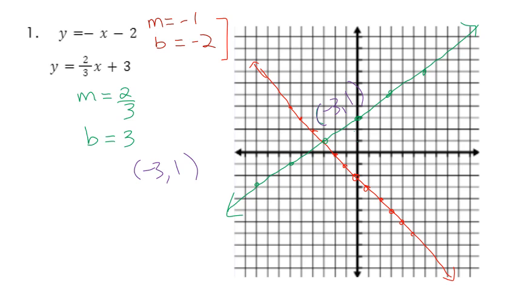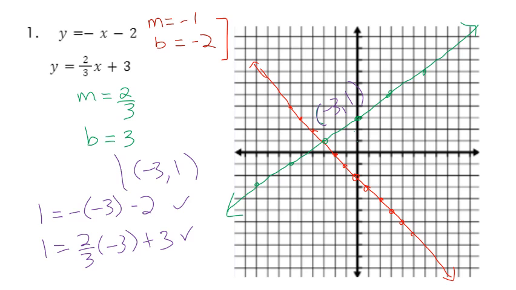If I wasn't sure, I could substitute it in to make sure that that works as a point. So if I wanted to check it, I can. So the opposite, negative 3 minus 2. And does it work for the other one? And it actually works for both. So our solution for this is negative 3, 1.